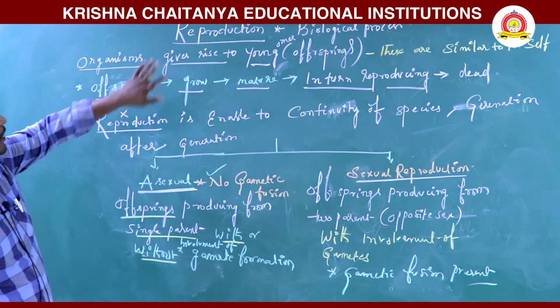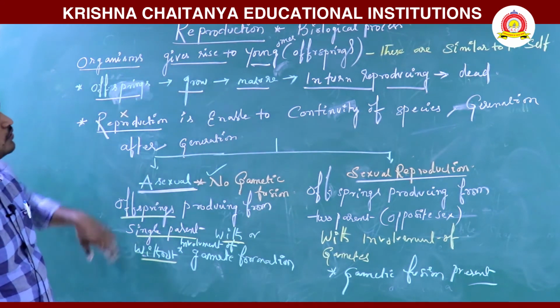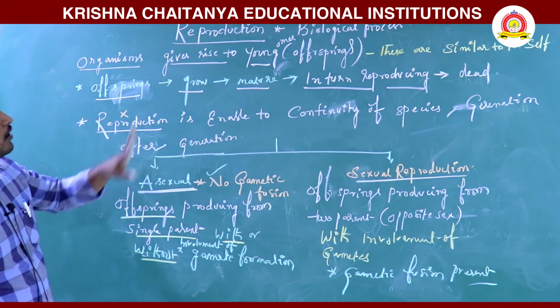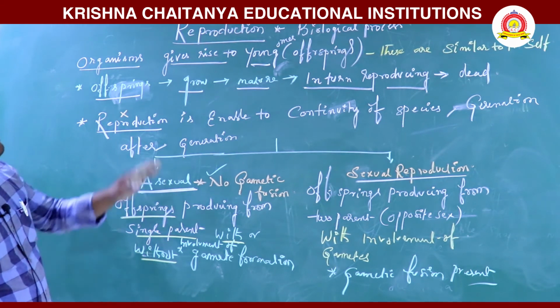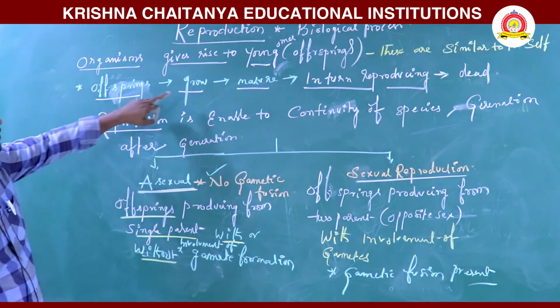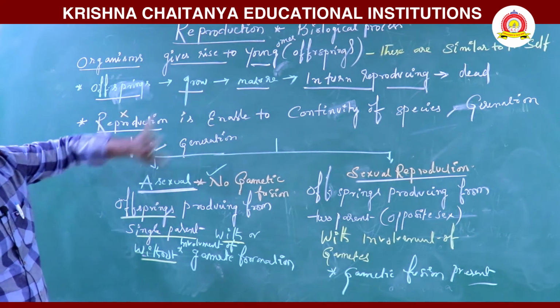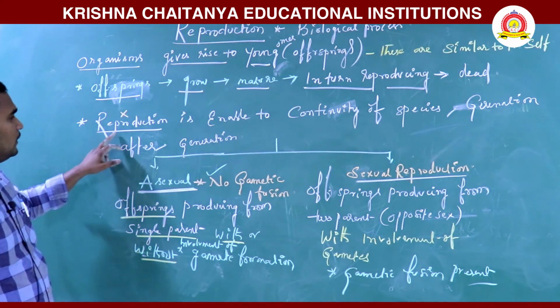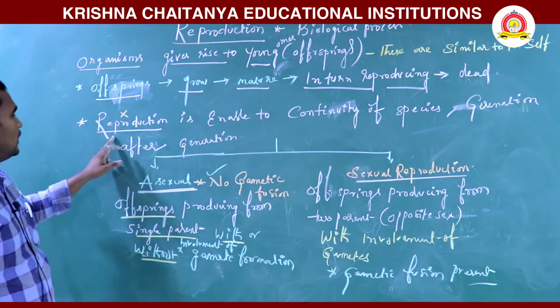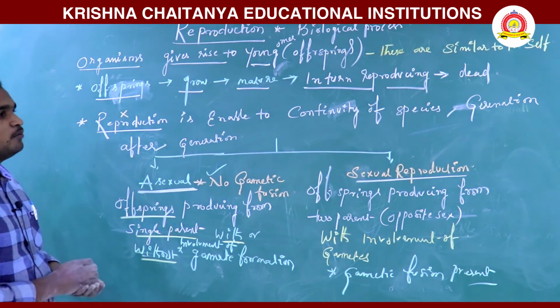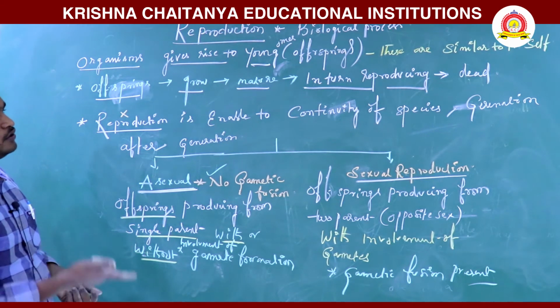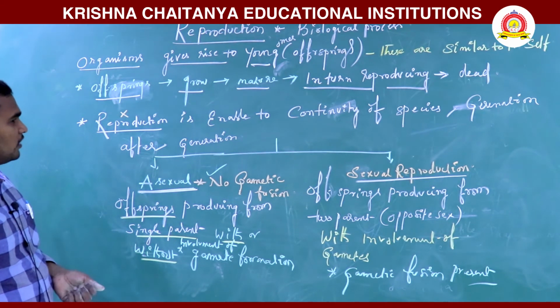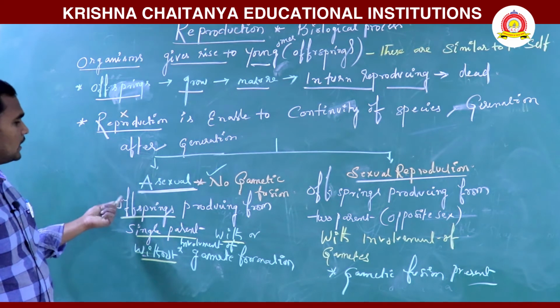Reproduction is a biological process in which organisms give rise to young ones or offsprings similar to themselves. The offsprings grow and mature and in turn reproduce, and then they die. Reproduction enables continuity of species from one generation to another generation.